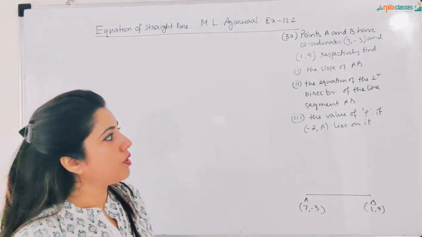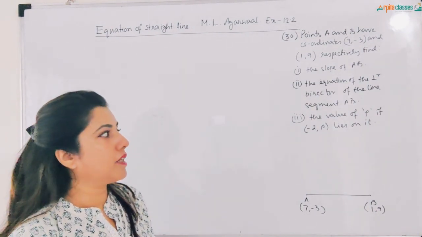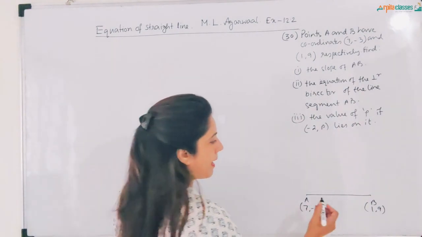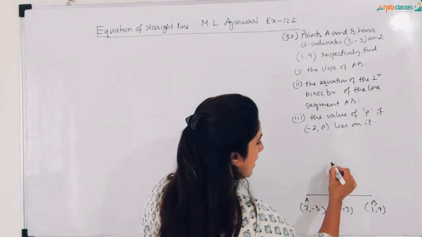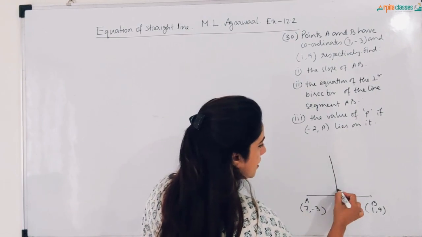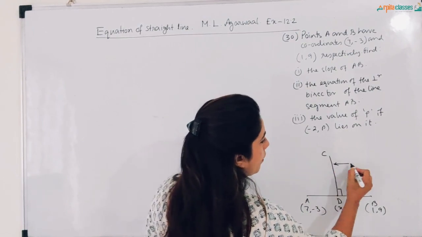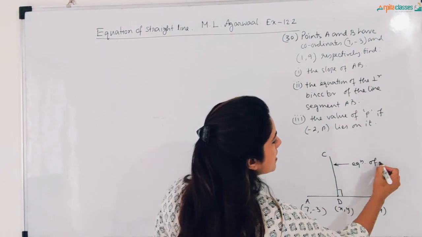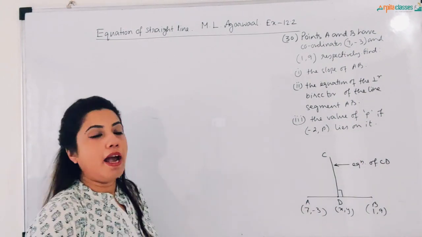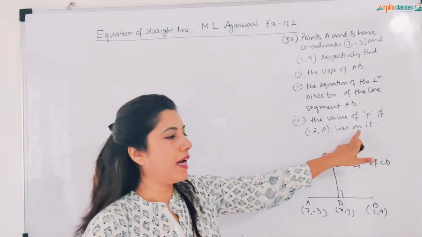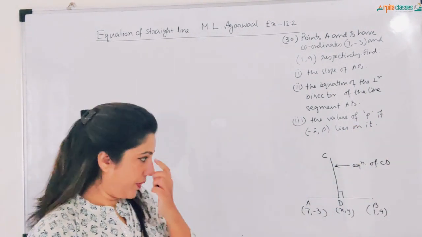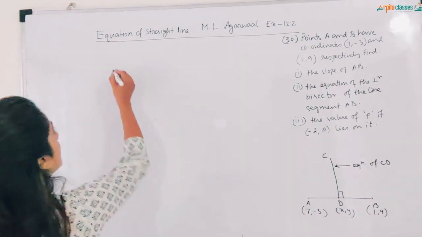Second thing is the equation of the perpendicular bisector of the line segment AB. Perpendicular bisector means D is the midpoint of AB and the perpendicular at D. So that means you have to find out the equation of CD. This is the second part. And then you have to find out the value of P if (-2, P) lies on this line. So let us do it part by part.